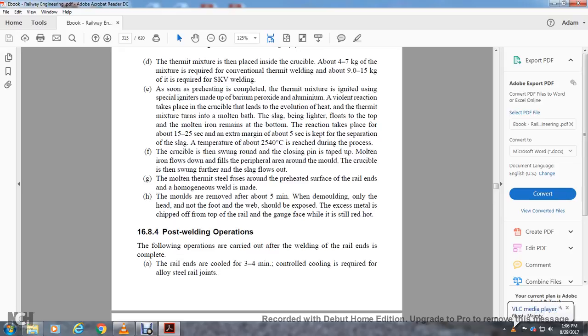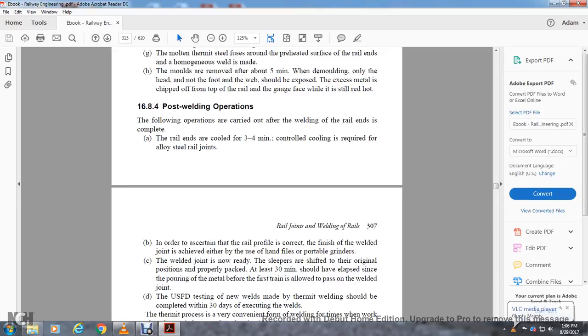The rail ends are cooled for 3 to 4 minutes. Control of the cooling is required for alloy steel rail joints. To ascertain the rail profile, the finish of the welded rail joint is achieved with the use of hand files and portable grinders. The weld joint is now ready, and the sleepers are shifted to their original position, probably after at least 30 minutes.